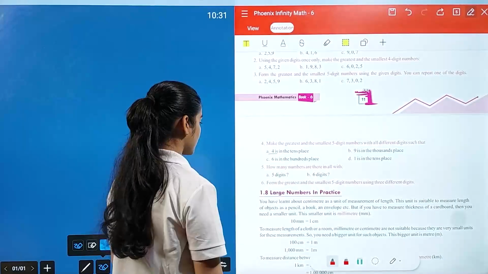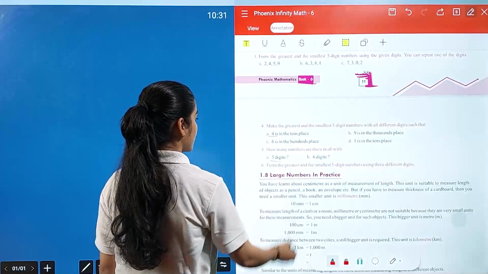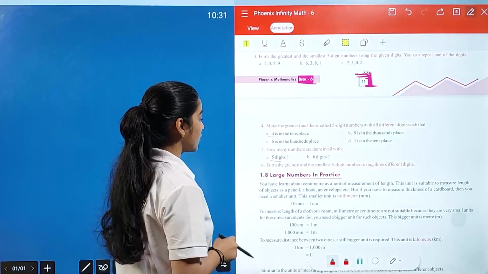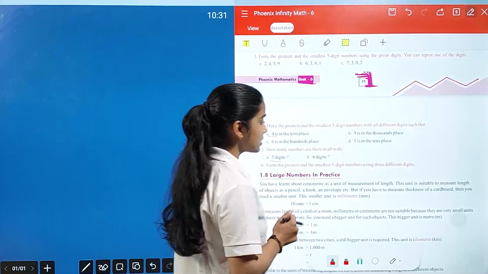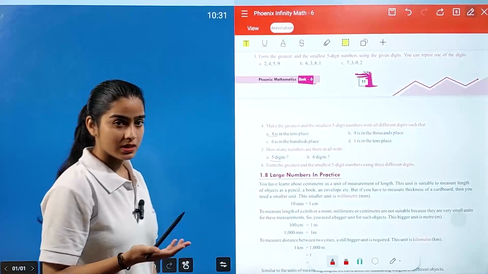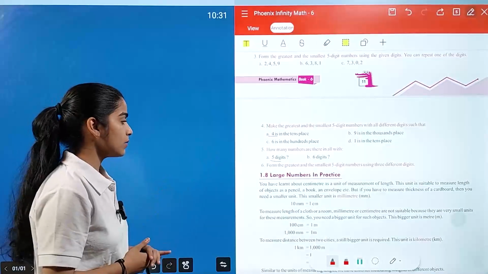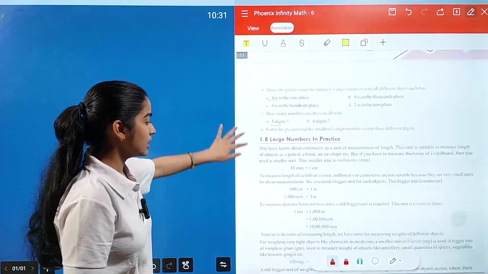After this, we have question number 5. How many numbers are there in all with 5-digit numbers? Form the greatest and the smallest 5-digit number using 3 different digits. So this is the same example we did in our earlier section, so you can do that by following it. Now we have large number in practice.